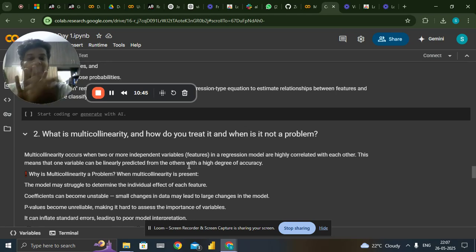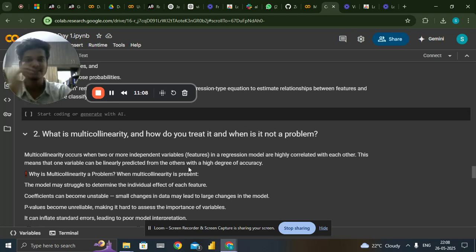Let's assume x1 and x3 have collinearity. That is, if my x1 increases, my x3 also increases. If my x1 decreases, my x3 also decreases. If my x1 is 0, then my x3 is also 0. What does it imply? It directly says there is collinearity between my x1 and x3. So this is not actually a big problem.